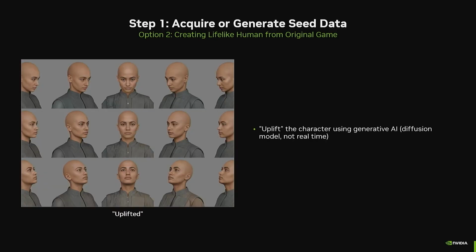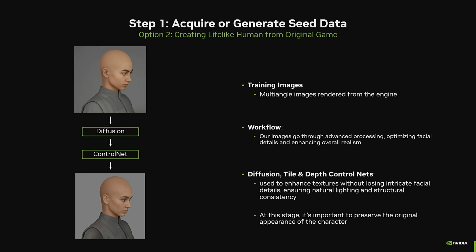We run these images through a process that we call uplift. We use generative AI to make the character look realistic. So how does this work? We take all our renders and run them through a diffusion model. After that, we process them through a combination of tile and depth control nets. This is the time where we want to relax the parameters of our model to allow it to go crazy, basically, and add all the details to make the face realistic.